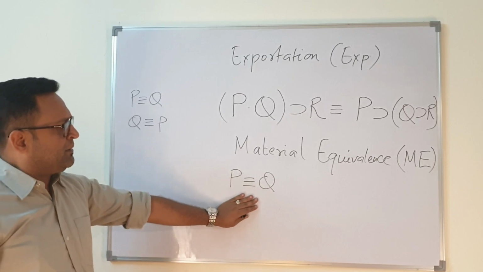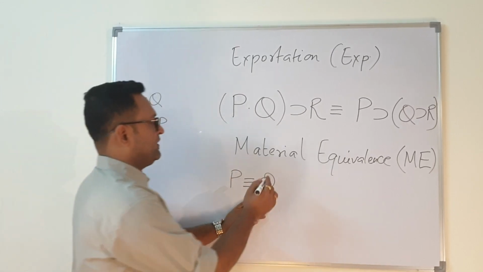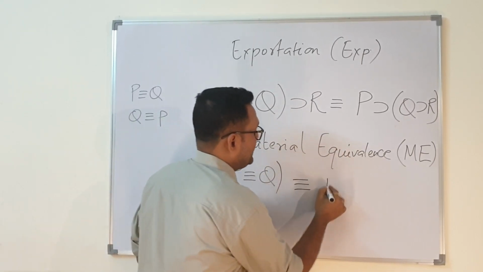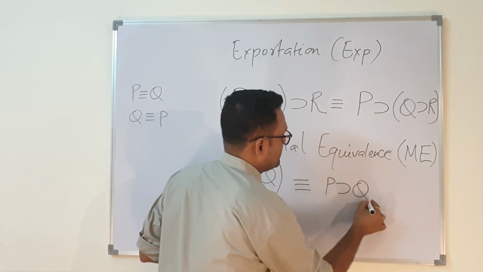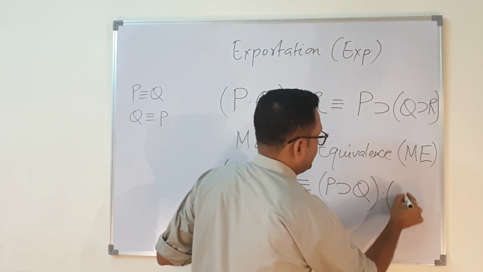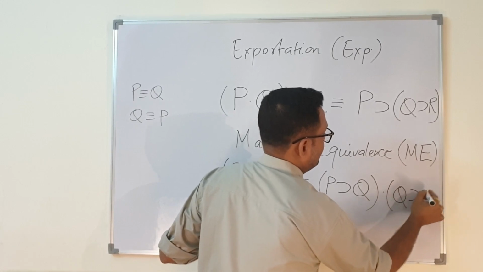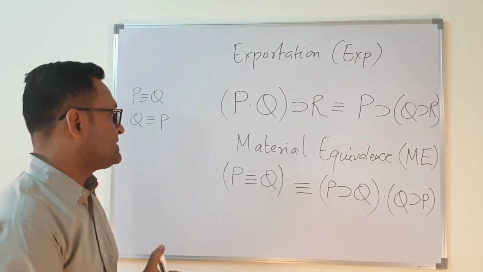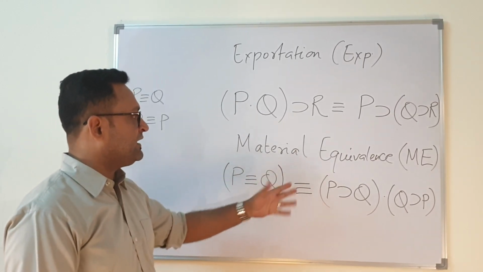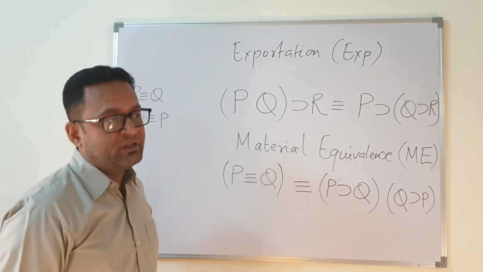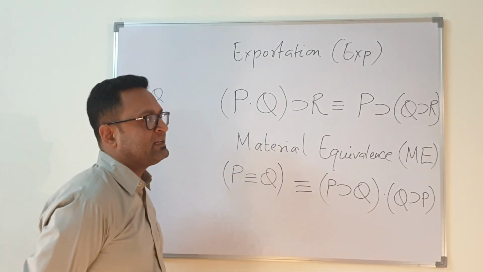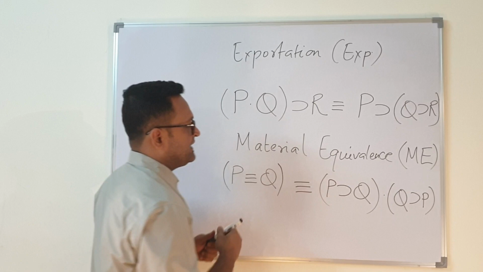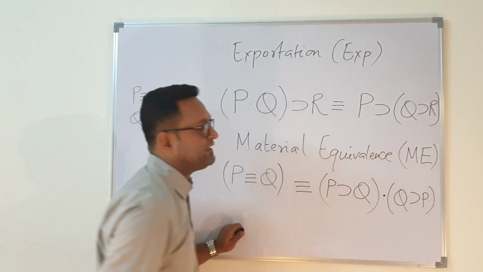So it does not matter. P triple bar Q is equivalent to, if I put a bracket over here, (P implies Q) and (Q implies P). In fact, when we were defining the material equivalence, we also said that P materially equivalent to Q means that it is both the necessary as well as the sufficient condition. So you can see that the conditions of necessity and sufficiency both are taken into consideration.